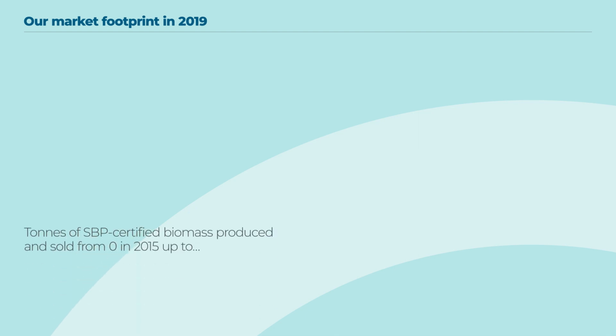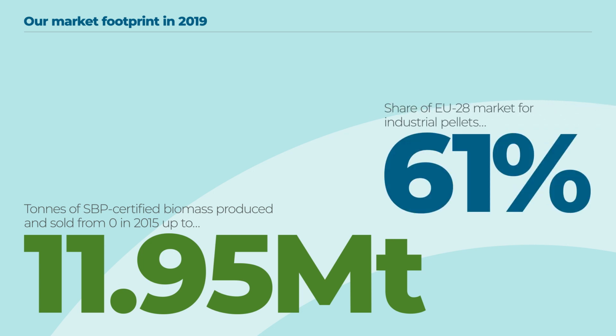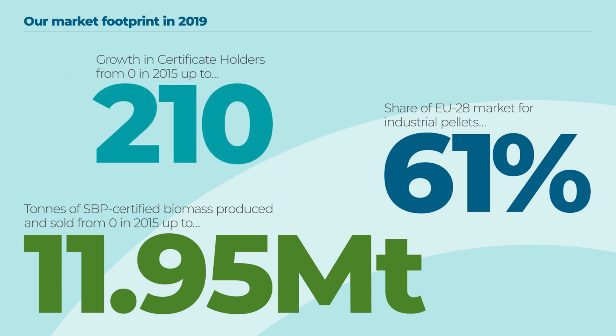In 2019, just under 12 million tonnes of biomass were traded with SBP claims. That represents about 2/3 of the EU 28 market share for industrial pellets. At the end of 2019, we had 210 certificate holders, and that figure sits just over 270 at the moment.